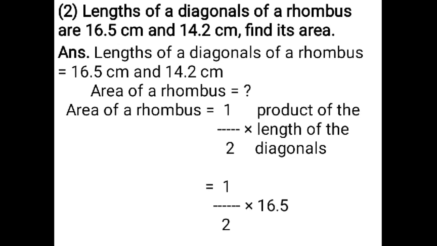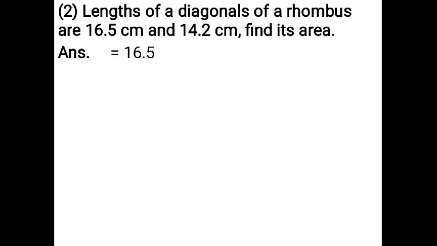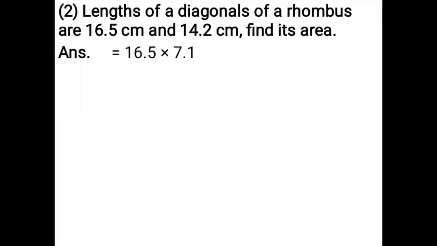16.5 into 14.2. 2 which is going, do the cancellation. 2 ones are 2, 7 1s are 14.2. Now multiply the number in the numerator which is left, that is equal to 16.5 into 7.1. Let's begin multiplying these numbers.